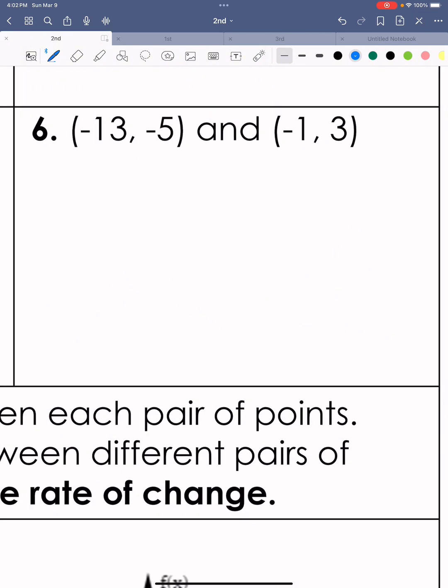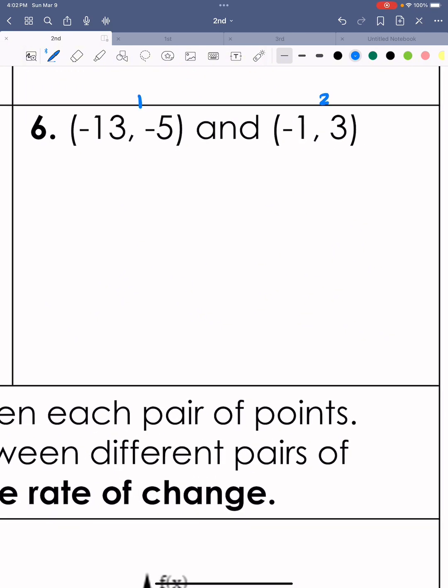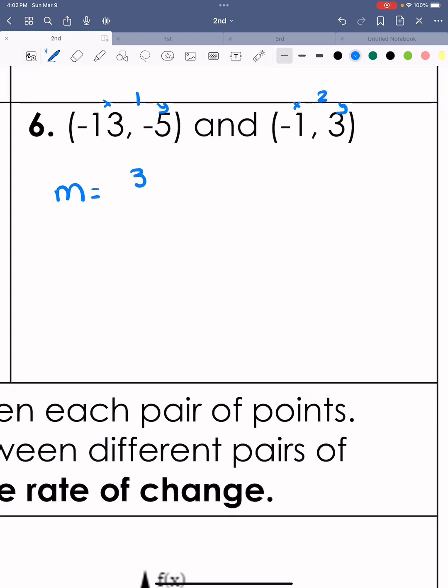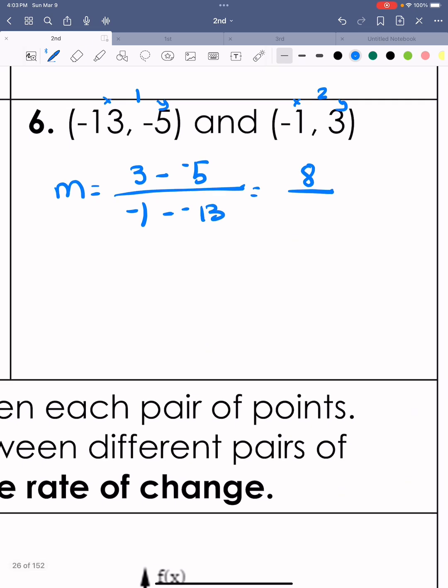And number 6, once again, here's pair 1 and pair 2, x y, x y. So the y from pair number 2 minus the y from pair number 1 over the x from pair number 2 minus the x from pair number 1. All right, 3 minus negative 5 is 3 plus 5, so that's 8. 1 minus negative 13 is 1 plus 13, so that is 12. And it reduces down to a slope of 2/3.